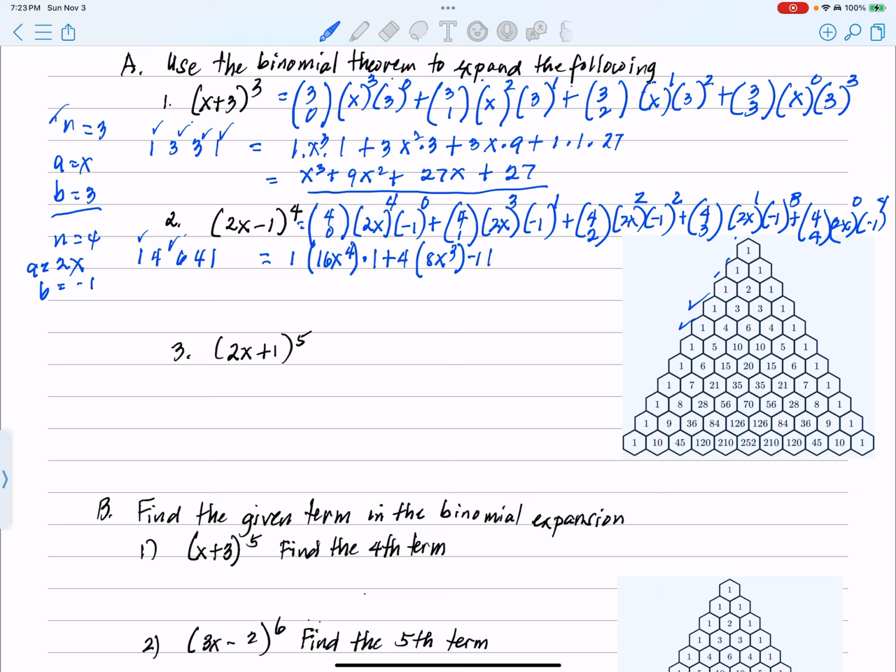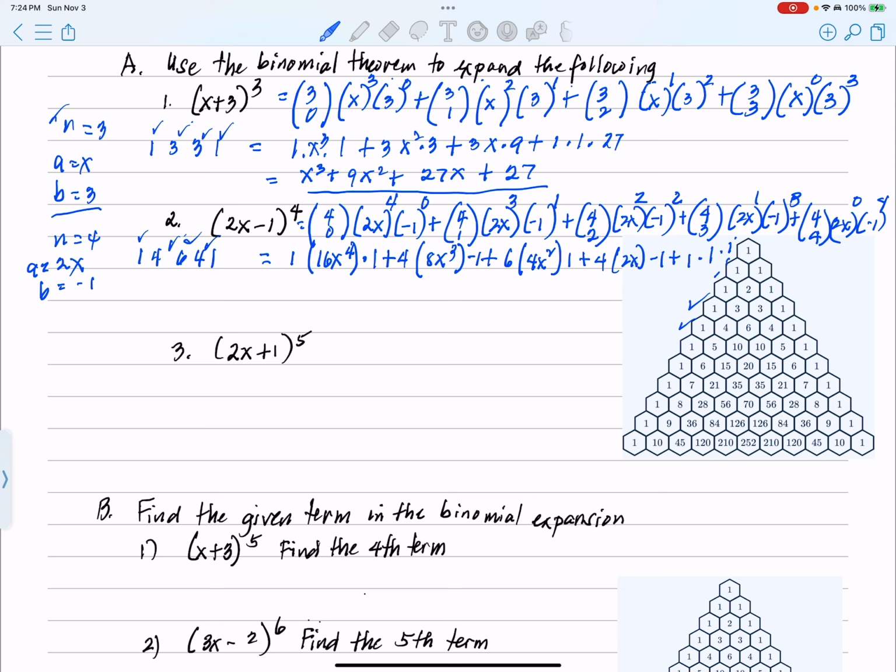Plus 4 choose 2, it's 6. 2 squared is 4, x squared. -1 squared, that's 1. Plus 4 choose 3, that is 4. Then we have 2x. -1 to the 3rd, that's -1. Plus 4 choose 4, it's 1. 2x to the 0, that's 1. -1 to the 4th, that's 1.